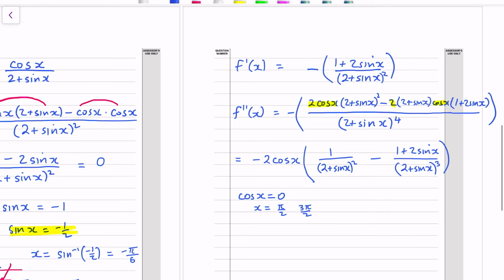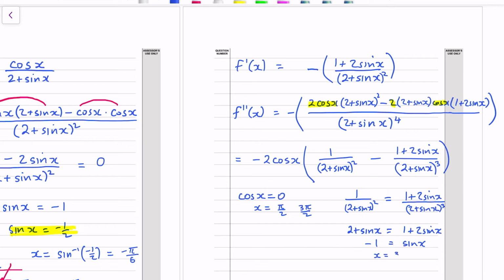And we'll do this on a number line in a sec. Now the other option is that we solve 1 over (2 plus sine x) all squared equal to (1 plus 2 sine x) all over (2 plus sine x) all cubed, because if those two things are equal, then that second bracket, the big bracket, will be 0, and that's going to be 2 plus sine x equals 1 plus 2 sine x, cross multiplication, and that gives us sine x equals negative 1.